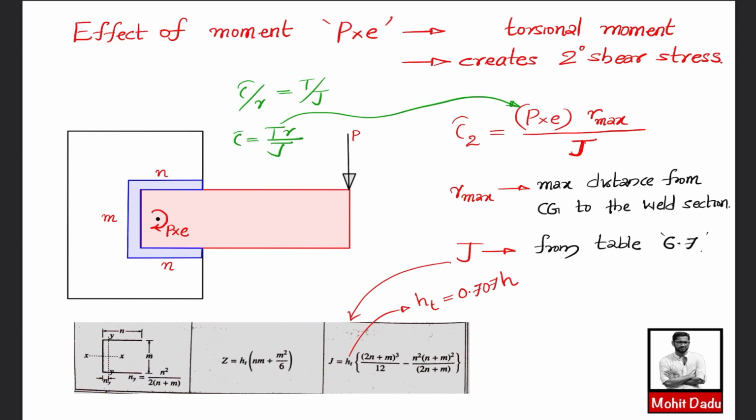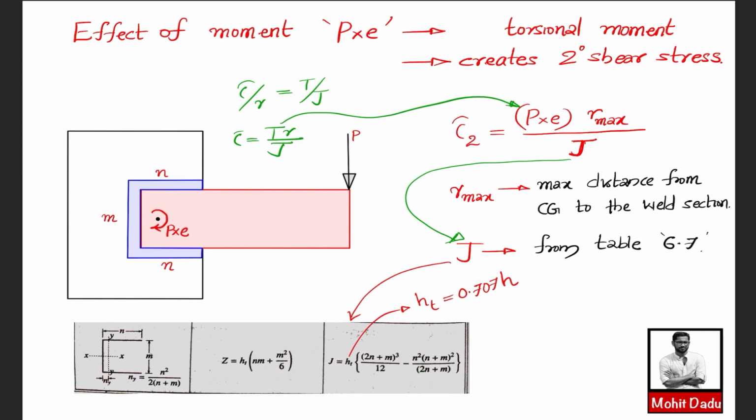So there will be a point in the weld section which is located farthest, at the most distance from this CG, and we will be selecting such a point, and at that point we will be taking the maximum secondary shear stress, and I will be showing that. And J is the polar moment of inertia, which you can take from table 6.7.